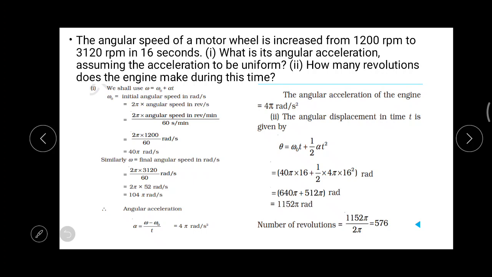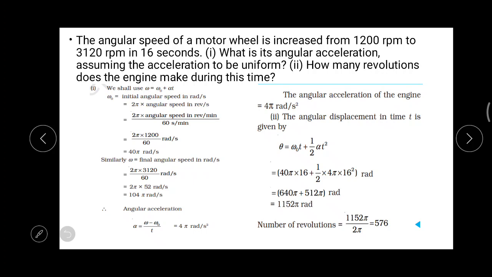Now, we can use the equation omega is equal to omega 0 plus alpha t here, and we have to find out the omega 0 and omega values. Here the omega 0 value is given as 1200 rpm, rotations per minute, but we have to consider this in the unit of radian per second. So you have to convert this rotation per minute to radian per second.